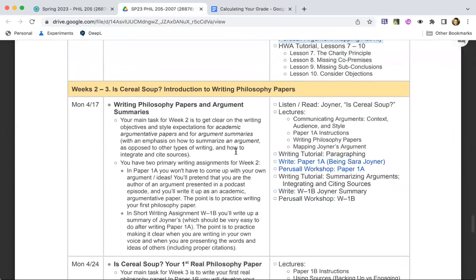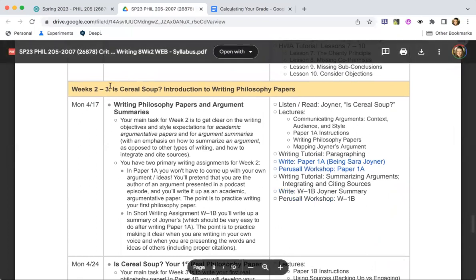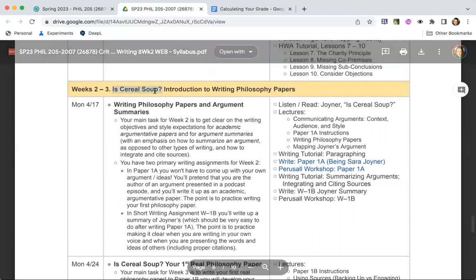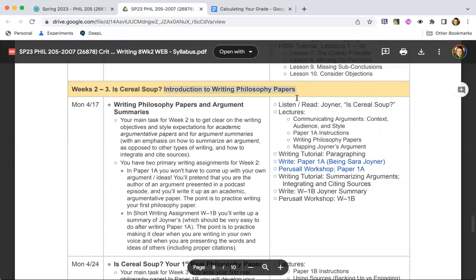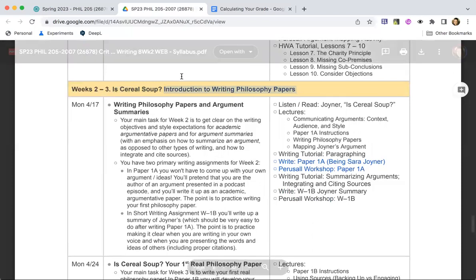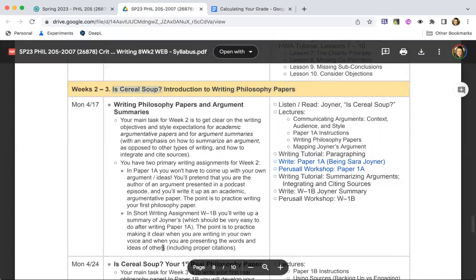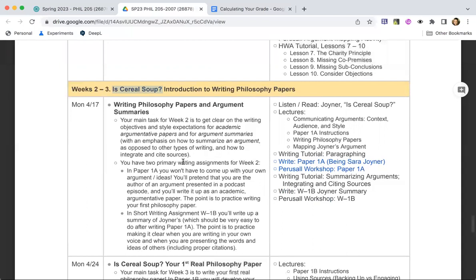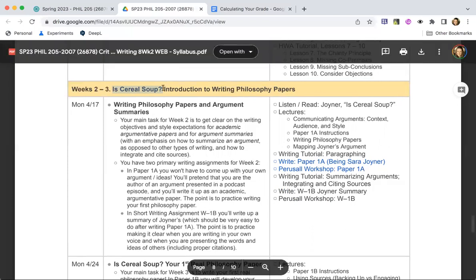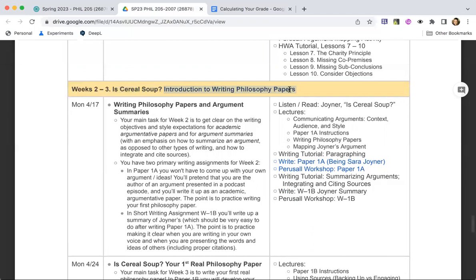Weeks 2 through 3, the topic, I said before that our topic is food. Our first very important topic will be, is cereal soup? But really the topic is an introduction to writing philosophy papers. And this is the topic we have chosen. We're actually going to get into material that is a little deeper than you might expect when you encounter the question, is cereal soup? But our real focus here is on what is expected in writing a philosophy paper.